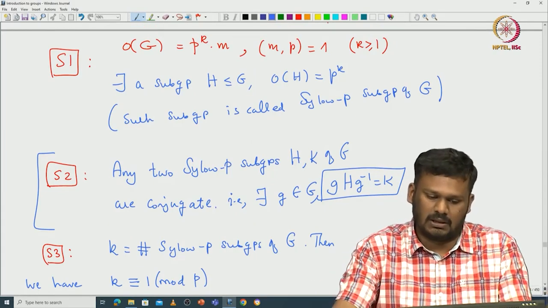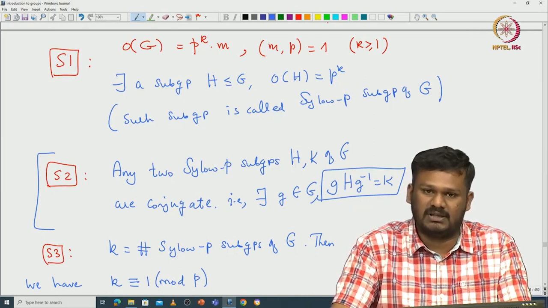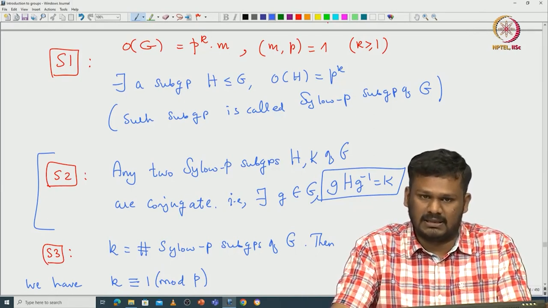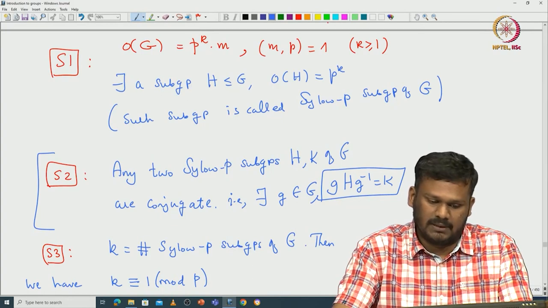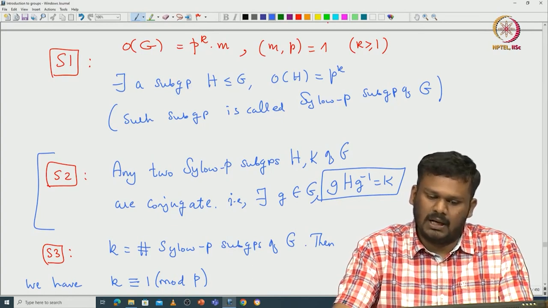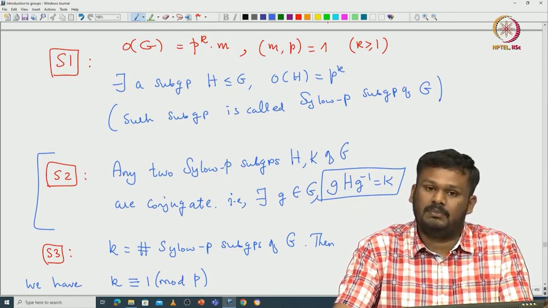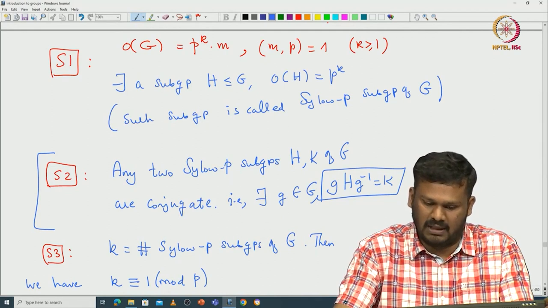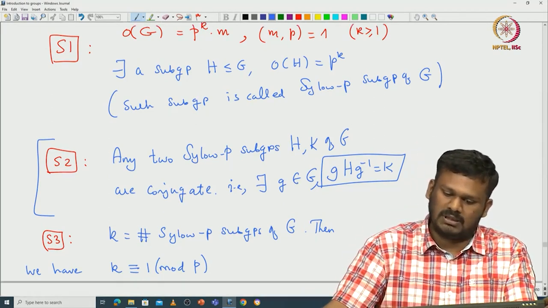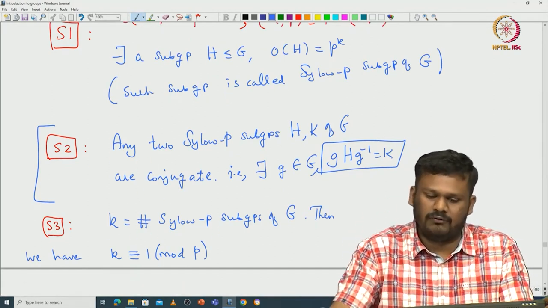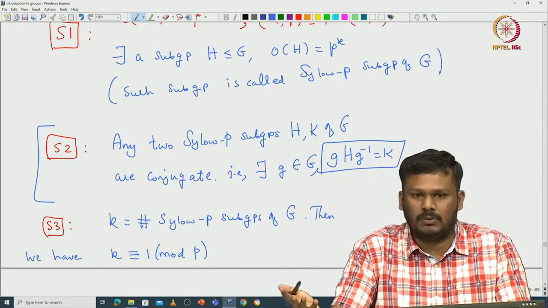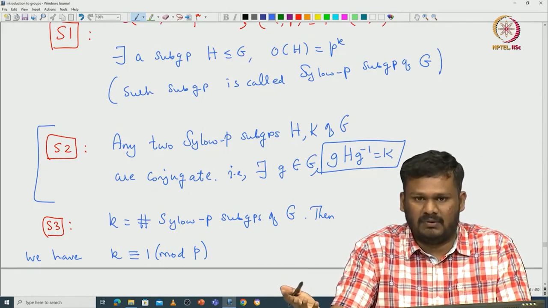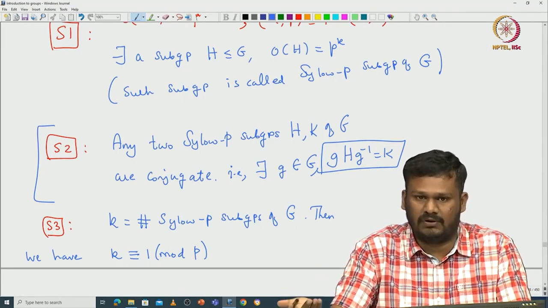You write the order of G as p power k times m, where k is the highest power of p such that p power k divides the order of G, and because of that m and p are relatively prime. In that case you have a subgroup of G of order p power k. That subgroup is called a Sylow p subgroup. If you take two such subgroups having order p power k, they must be conjugate to each other. In particular, they are isomorphic to each other.